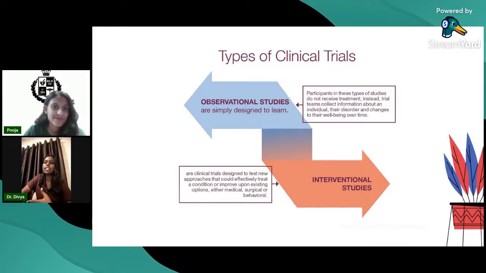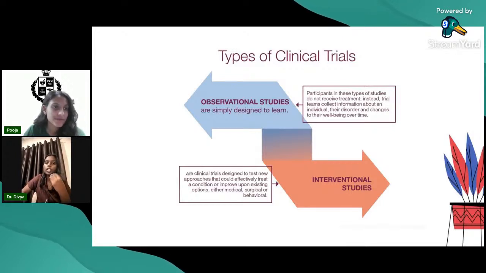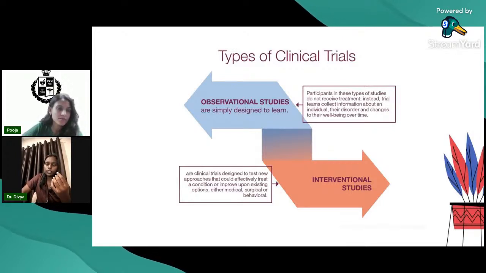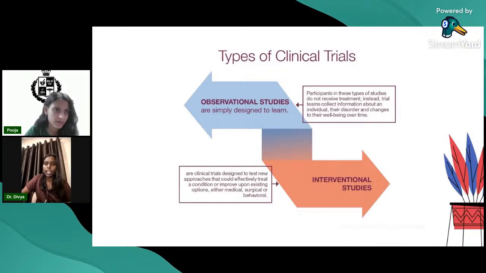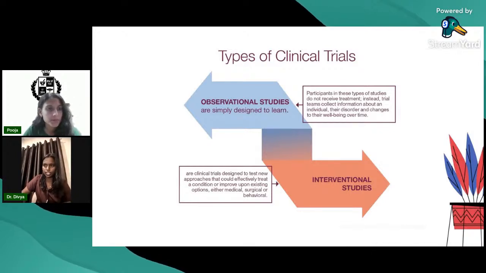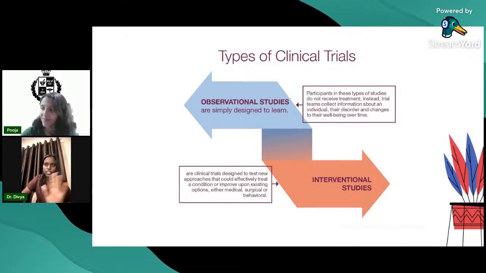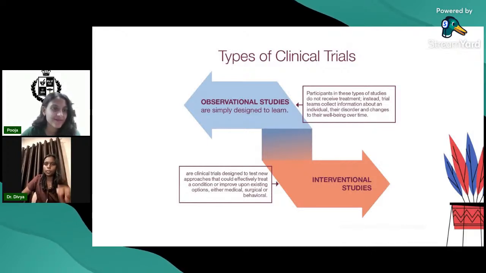And the second one is an interventional study. Interventional study means you're telling them to use a particular drug or vaccine or anything, and the efficacy of that particular interventional product is checked in this study. So I hope it clears your basic definition or basic concept of clinical research.